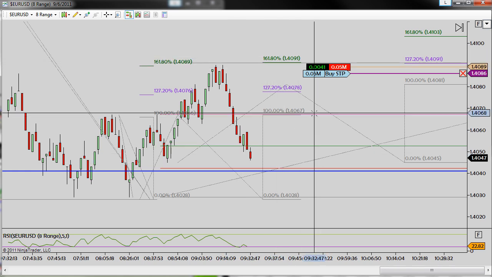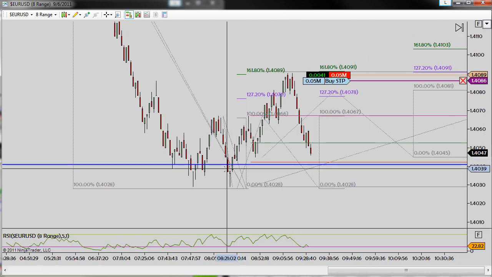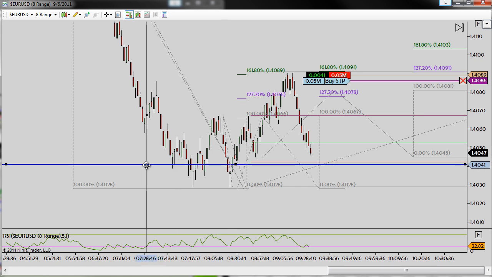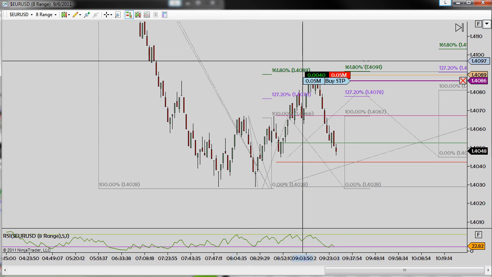So, great little trade there. Now the expectation here is that we will retest these lows, where this support level came in at, and we'll see what happens after that. Anything else I want to say here?